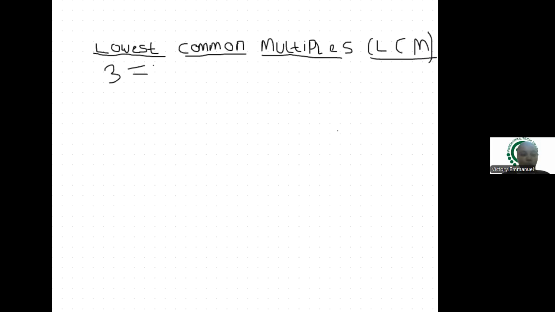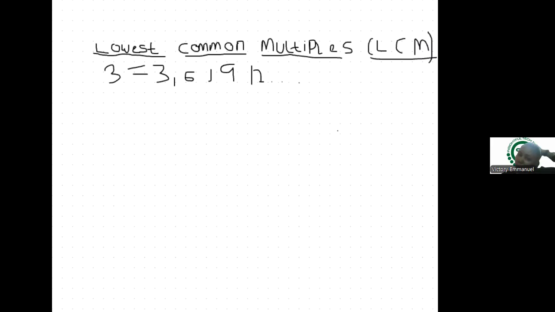That is 3 times 1. It will also give you 6, that is 3 times 2. It will also give you 9, which is 3 times 3. It will also give you 3 times 4, which is what? 12, and so on and so forth.